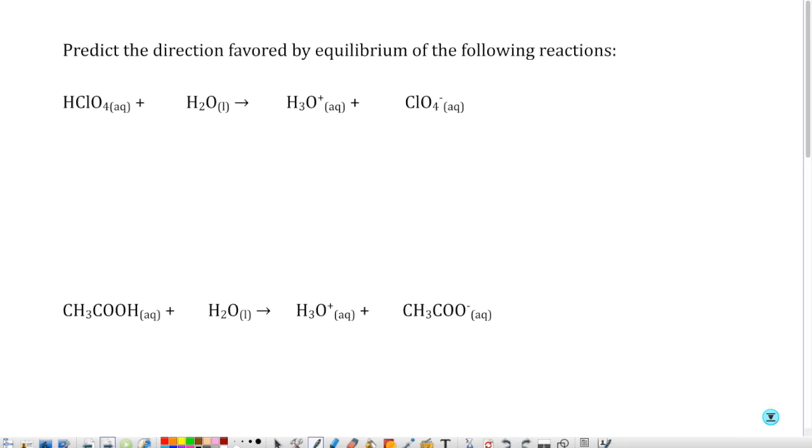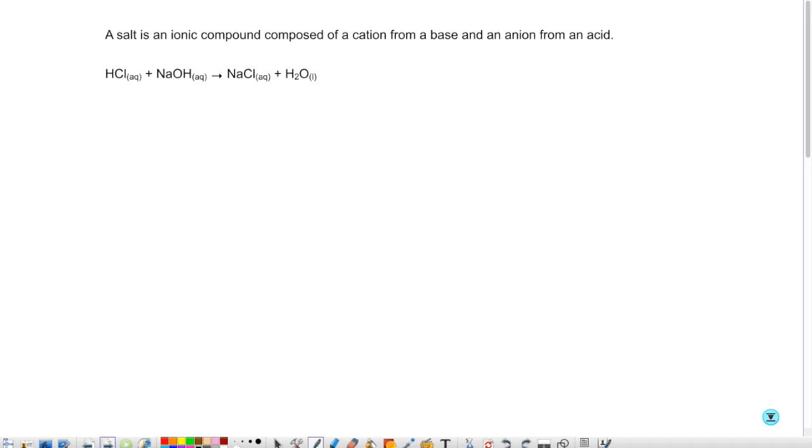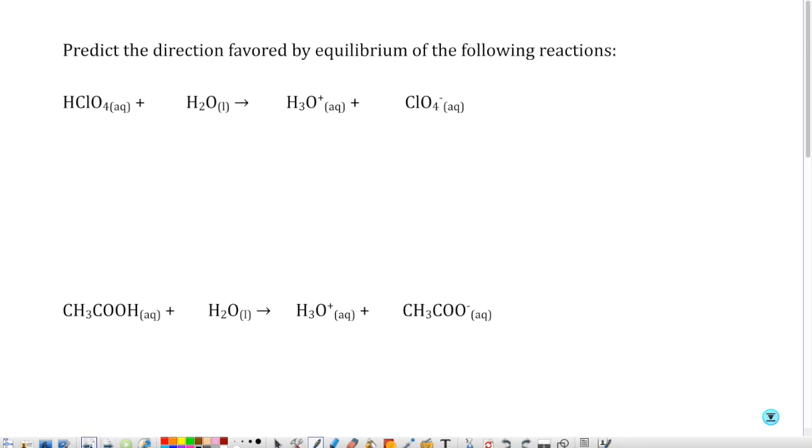All right. So how do we use this to predict the direction favored by equilibrium? Okay, well, let's go through and label all of the acids and bases in this first one. All right, so I know that this is an acid, and this is a base, and this is an acid, and this is a base.